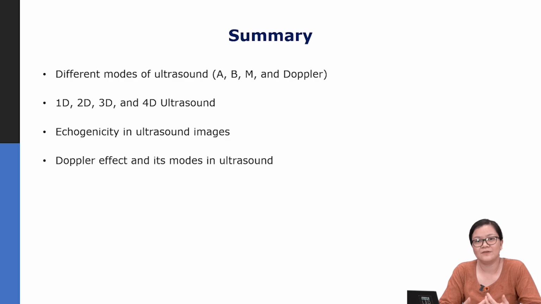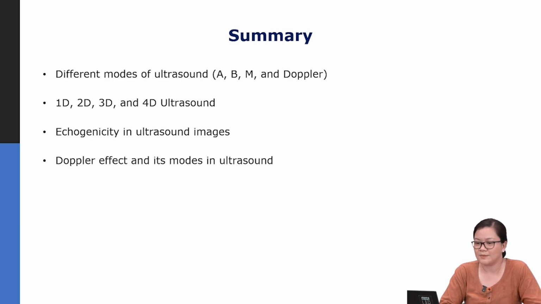Now, in summary, I've given you an overview of the different modes of ultrasound. We talked about A mode ultrasound, which is a one-dimensional signal of the ultrasound echo coming from a tissue. We talked about B mode ultrasound and how that is a stack of A mode ultrasound signals to create a two-dimensional image of the structure of interest. We also talked about M-mode ultrasound, which is widely used to look at motion of the tissue, especially in echocardiography applications.